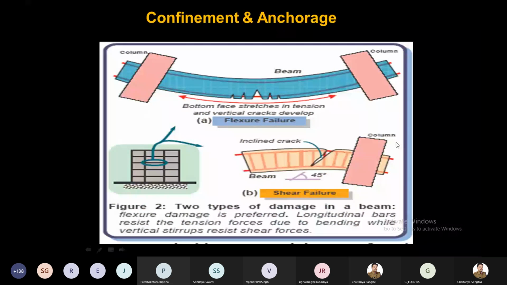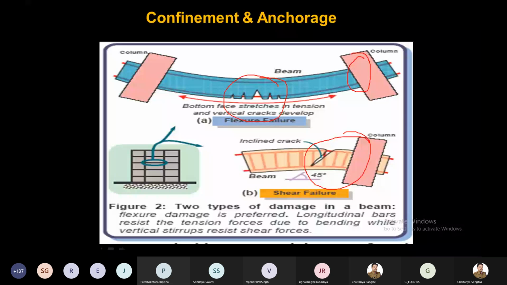Then confinement and the anchorages. Tomorrow it will be discussed in detail, so today I'm not going to discuss much. But you see, flexural failure will take place where the maximum moment is. In the case of a symmetrical, simply supported beam, it is at the center, and the flexural crack starts from there. At the ends you have the maximum reactions, and therefore the shear crack will appear at the support.